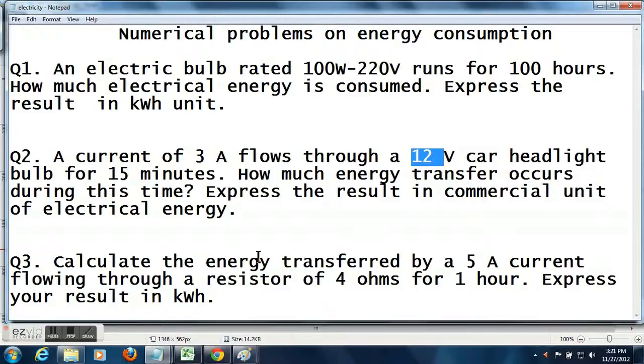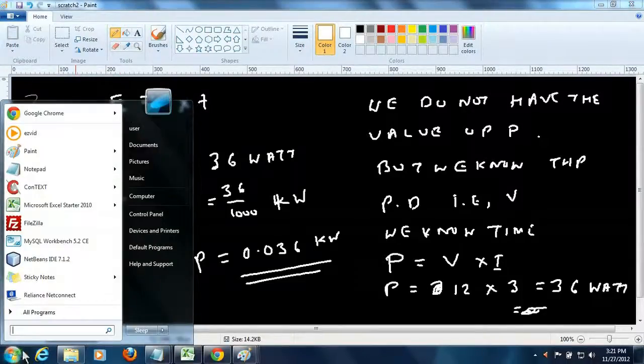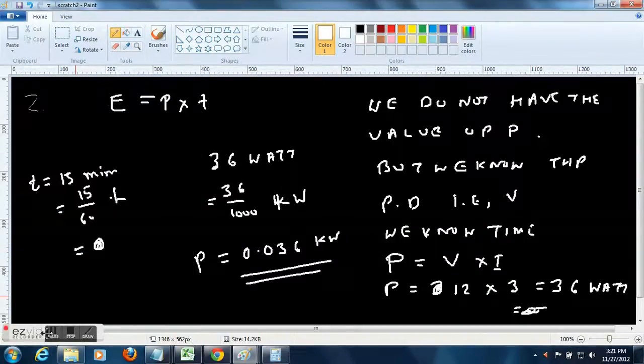So now we got power as 36 watts, which is equal to 0.036 kilowatt, and time is also given, which is 15 minutes, which is equal to 15 by 60 hours, which is equal to 0.25 hours, because 15 by 60 means 15 minutes means 1 by 4 hour, 1 by 4 hour means 0.25 hour. So now we have the power consumption in kilowatt and time in hour.